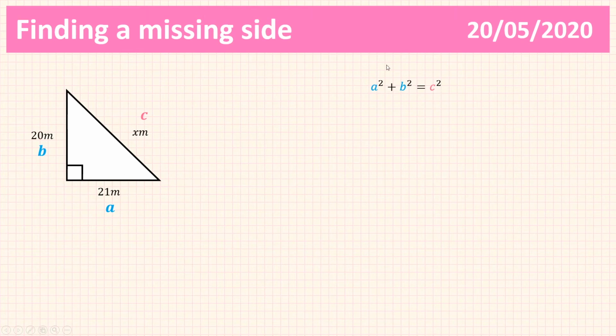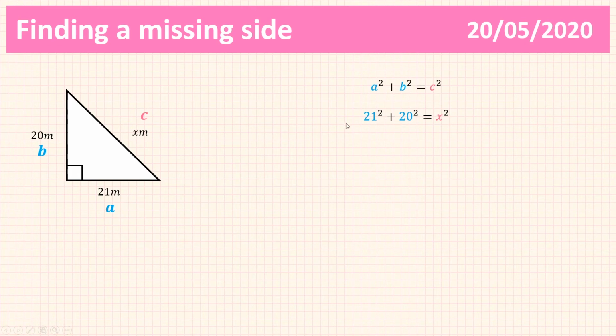So now that I've got Pythagoras theorem, I can substitute in my values. So I've substituted in my values. A is 21 and B is 20. And remember, I need to square both of these. And C is equal to X, and I need to square that. Once I've done that, I need to think to myself, well, do I need to rearrange anything here? So I don't need to rearrange if the unknown, the thing I'm looking for, is the subject of the equation.